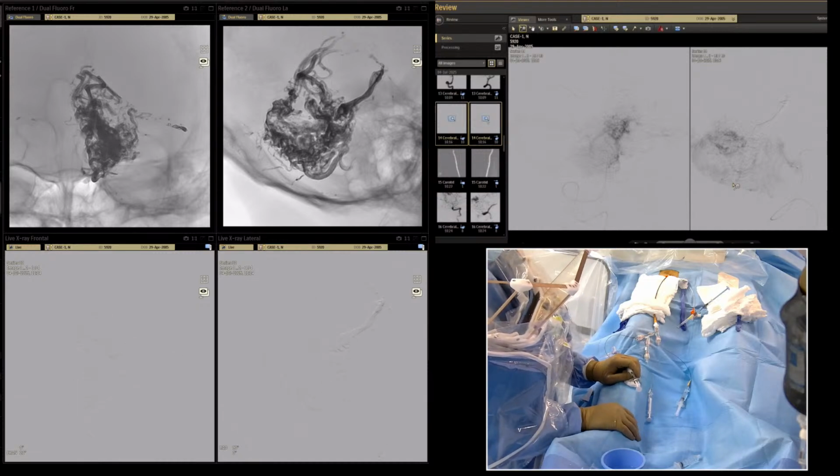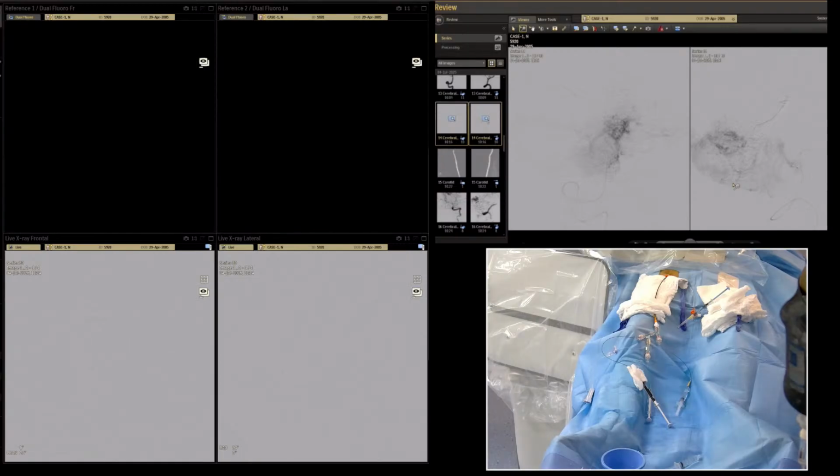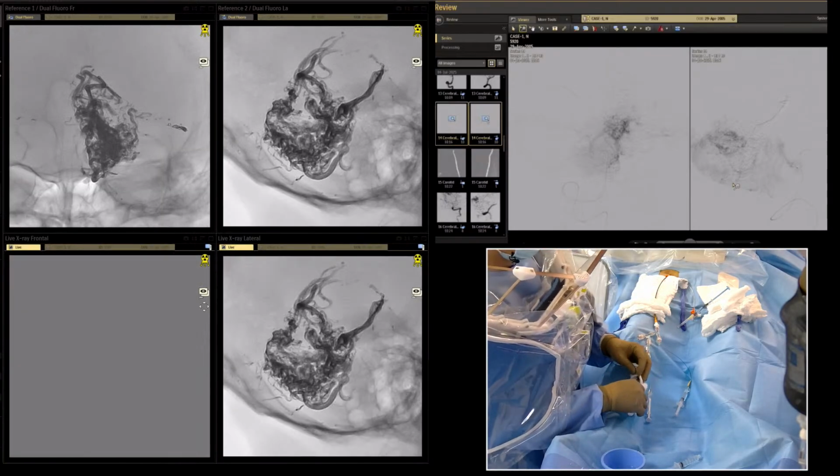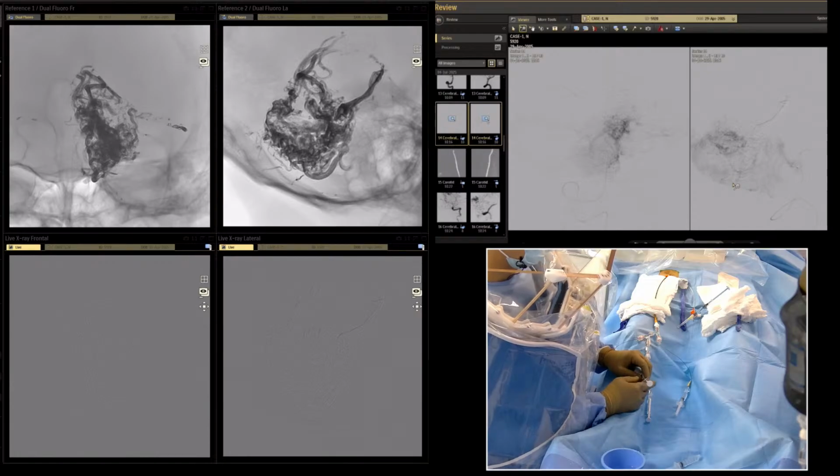Yes, not so much. Let's put the timer. Yes, it looks like we are at the second marker.